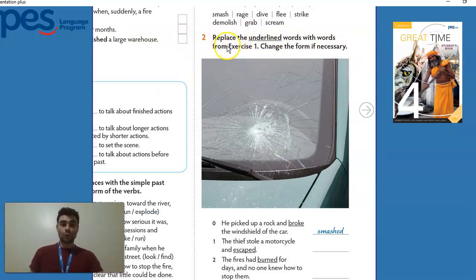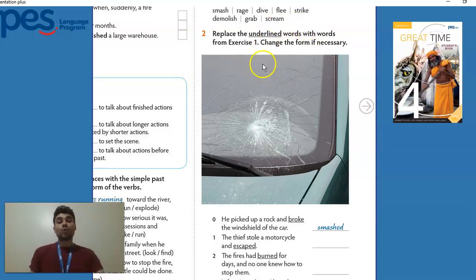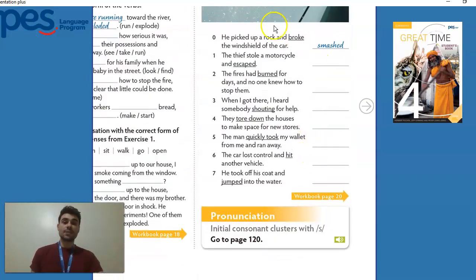So now, to practice a little bit about these verbs, I want you to do exercise number 2. In this exercise, you have to replace the underlined words with words from exercise 1. So we have verbs in the sentences, and we need to replace them with the verbs from exercise 1. And of course, you need to change the form if necessary. You need to check what is the tense of the sentence. So we have one example here.